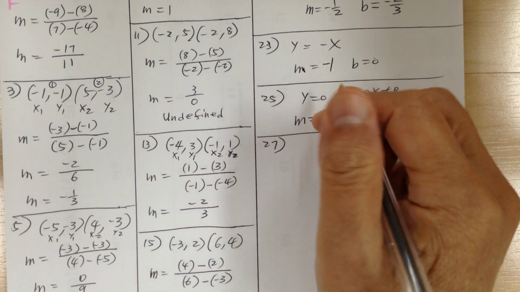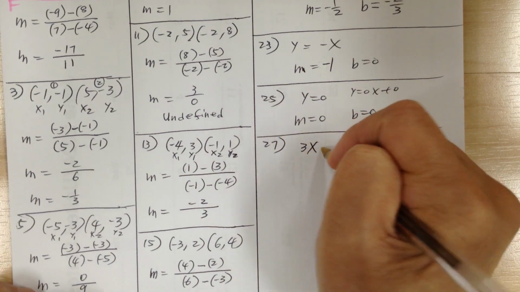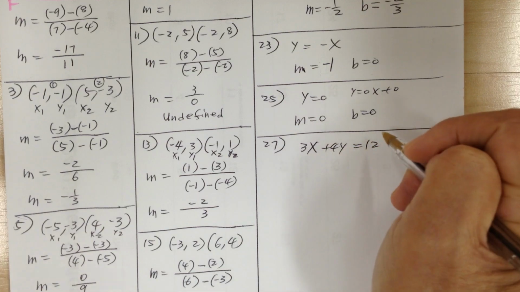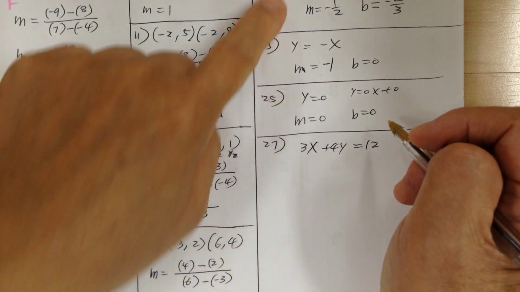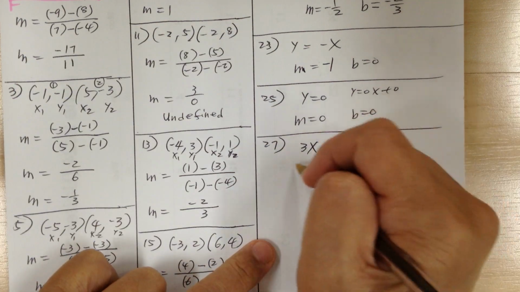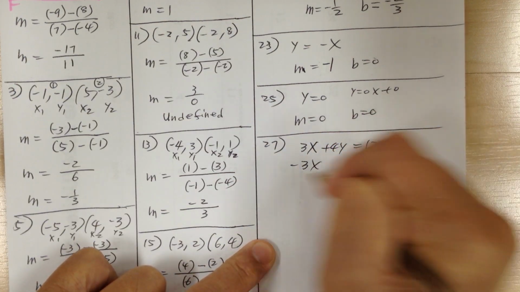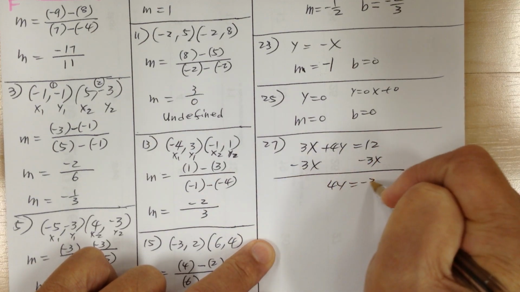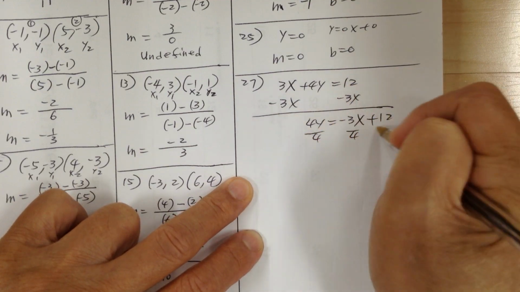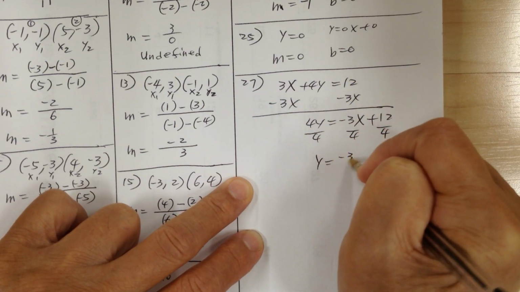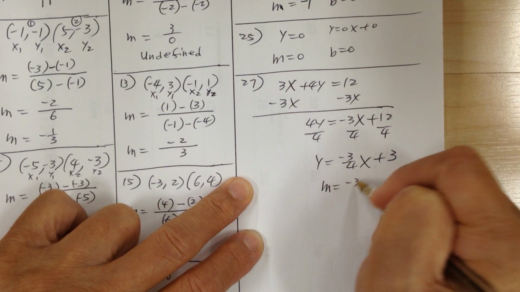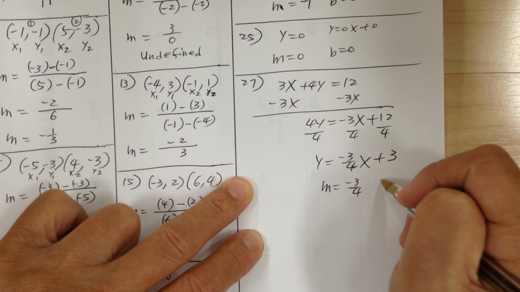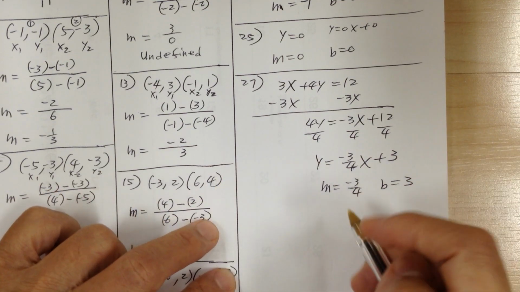Okay, 27. You got 3x plus 4y equal to 12. Now to find the slope and intercept, you just put it in slope-intercept form, which means you're solving for y. So minus 3x on both sides. So you got 4y equal to negative 3x plus 12. Then divide everything by 4. So y equal to negative 3 over 4x plus 3. So slope equal to negative 3 over 4 and intercept equal to 3.